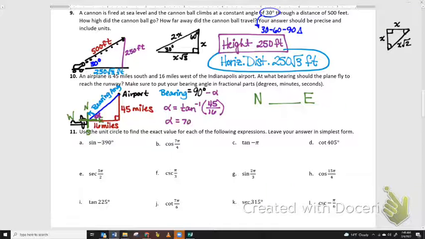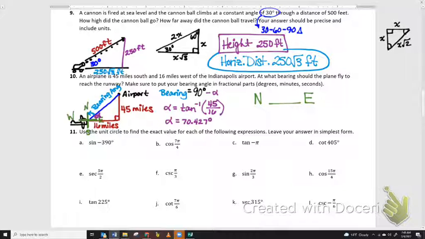Yep. 70 point... I'm going to take it out to 3 decimal places because they do ask us to change it into degrees, minutes, seconds. So anytime we're doing degrees, minutes, seconds, you want to take it out to at least 3 decimal places to make sure that you are as precise as possible.